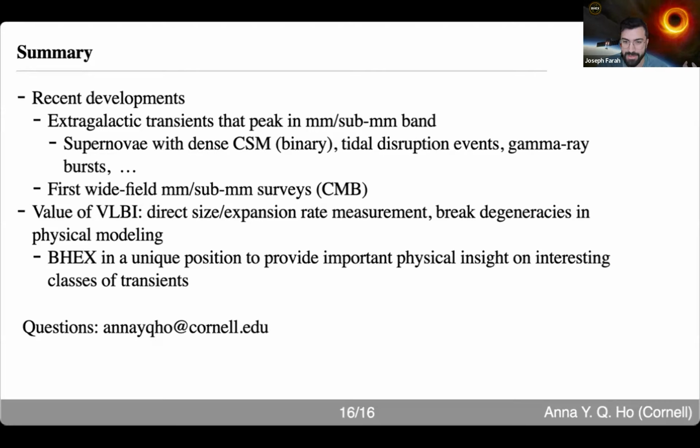Like you said, we need to catch them within the first day to be able to see the radio emission with BEX. Is that something that you think has a broad enough set of objects or expected transients that it should be worth looking into for BEX?